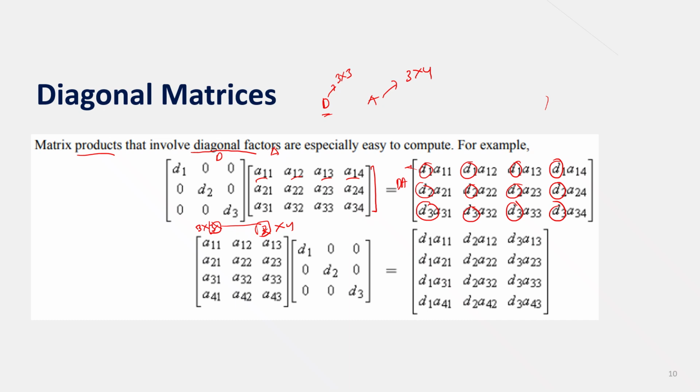Next, what if you change the sequence to A multiplied by D? It still has a similar pattern, but instead of moving along the row, now you have it along the column. See? Column 1 all have D1, column 2 all have D2, column 3 all have D3, and then the rest of the entries are the same.